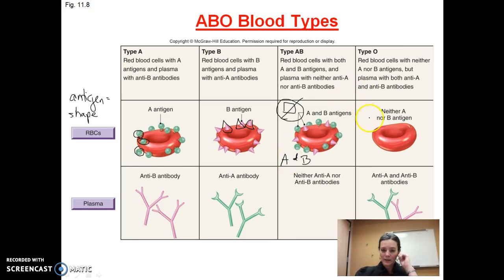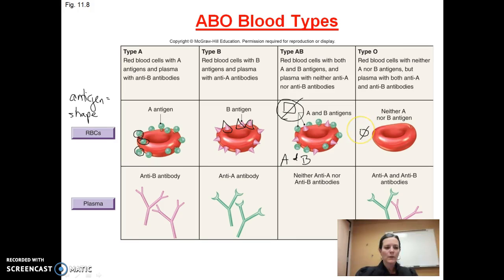And if somebody is type O, then they have no antigens on the surface. It's not that they have an O antigen, it's that there are neither A nor B antigens on the surface. You can think of a type O red blood cell as being a naked red blood cell like you see here in this picture.